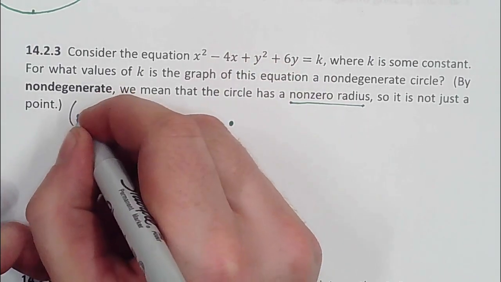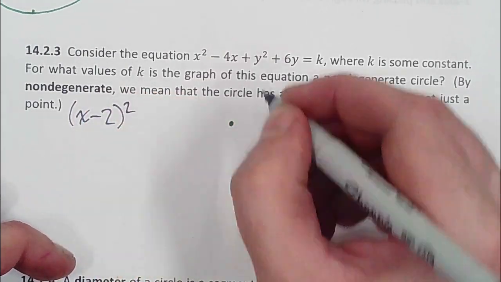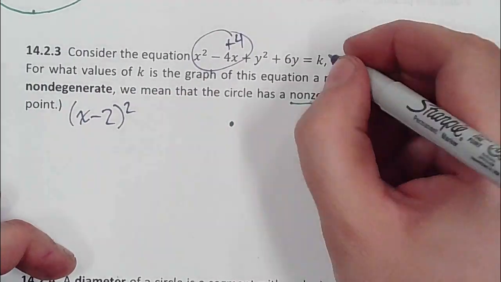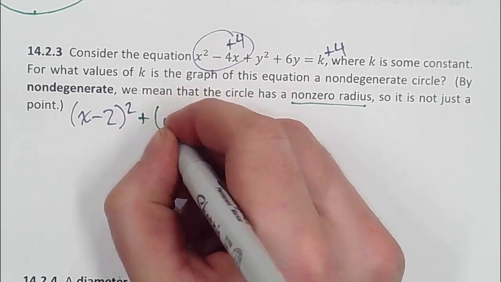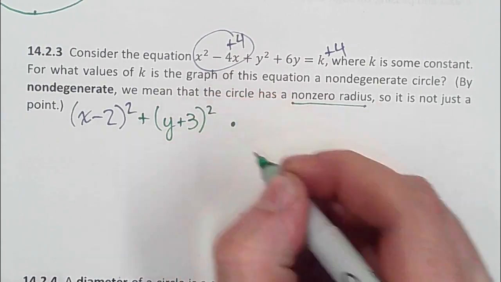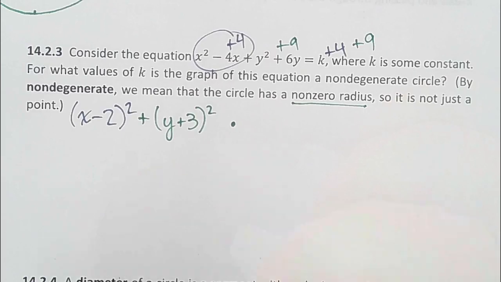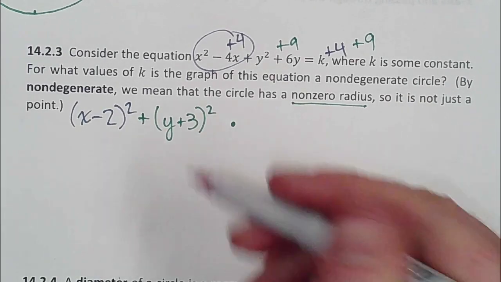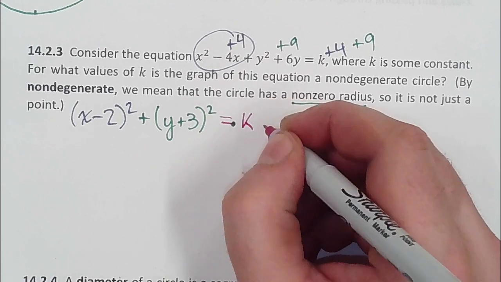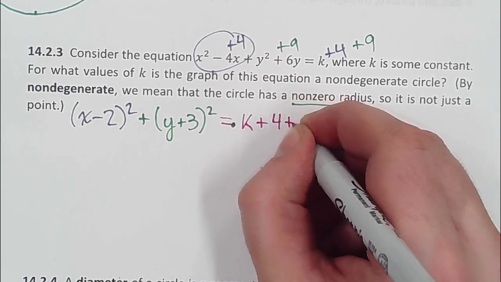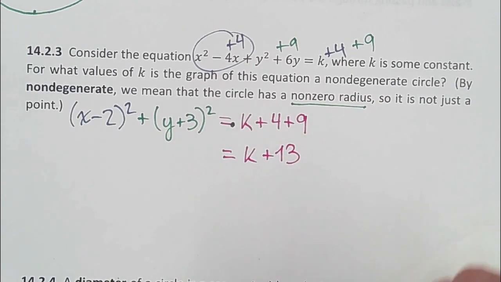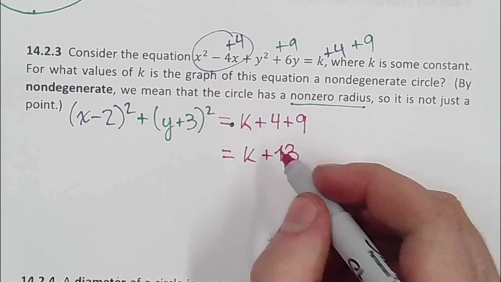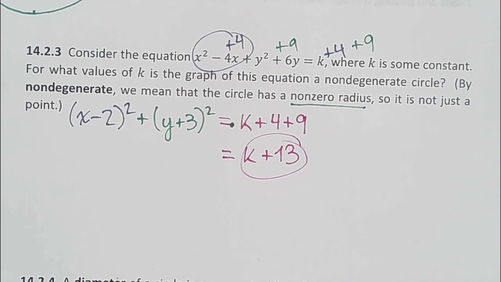Well, if I complete the square, I'm going to get x minus 2 quantity squared, and I'll need a plus 4 to make that happen. I'll also get plus quantity y plus 3 squared, and I'll need a plus 9 to make that happen. So what I'll really have when I get it into center form for our circle is this. In other words, I've got k plus 13.